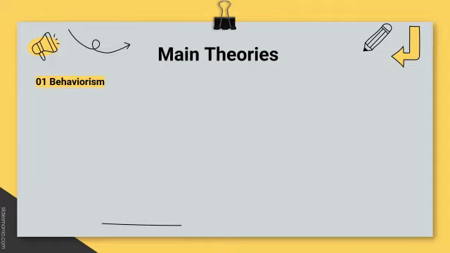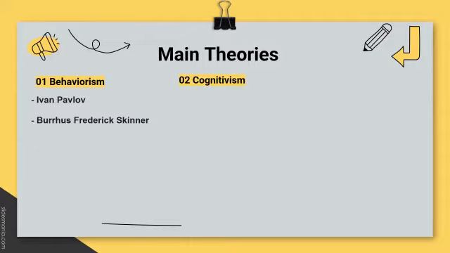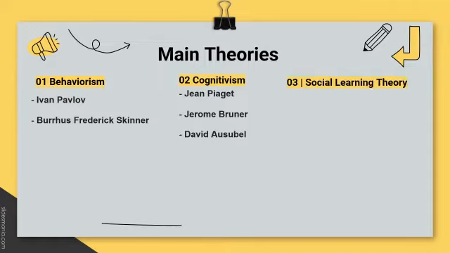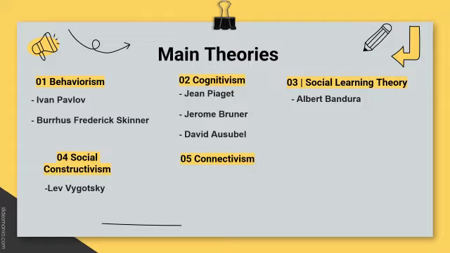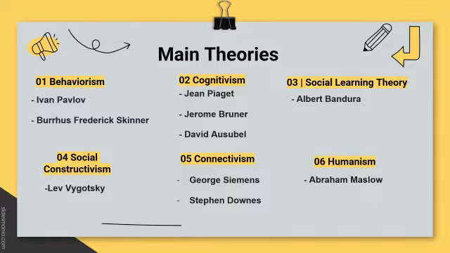First, we have behaviorism by Ivan Pavlov and B.F. Skinner. Another theory is cognitivism, from Jean Piaget, Jerome Bruner, and David Ausubel. Another educational theory is the social learning theory of Albert Bandura. Next is social constructivism by Lev Vygotsky. And we also have connectivism by George Siemens and Stephen Downes. And so with humanism by Abraham Maslow.